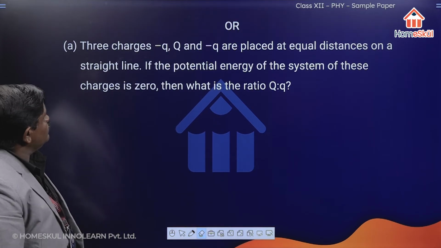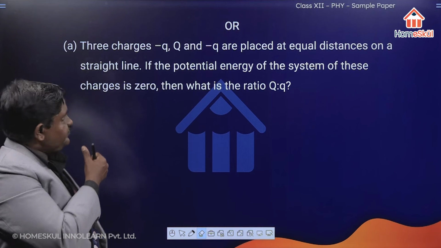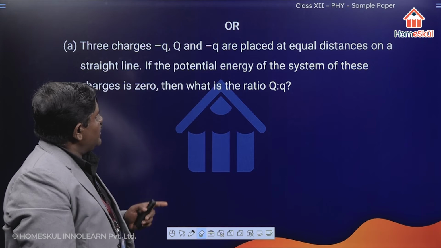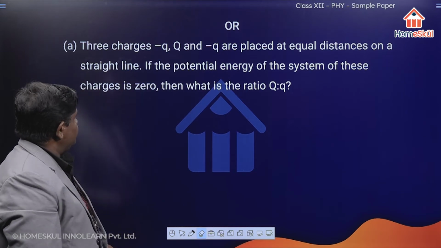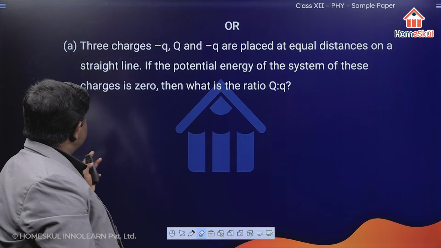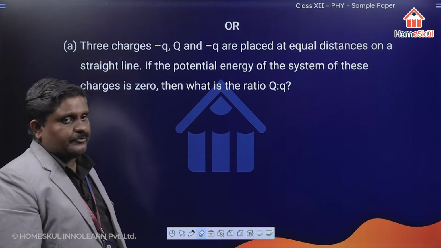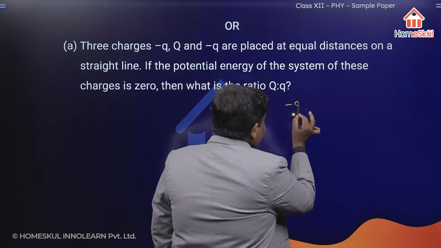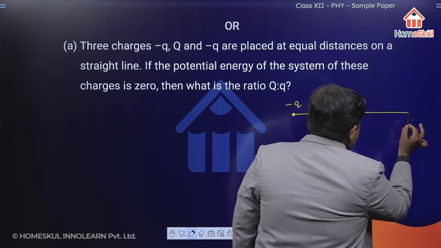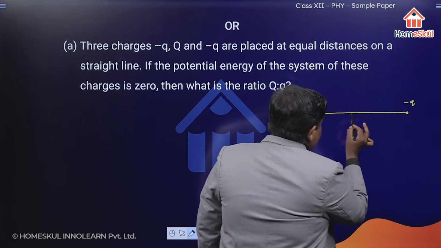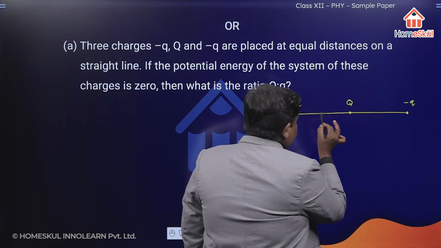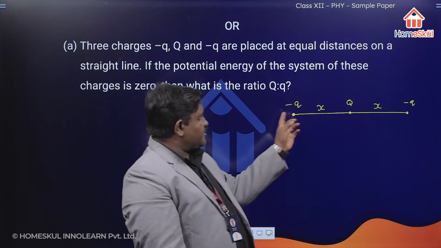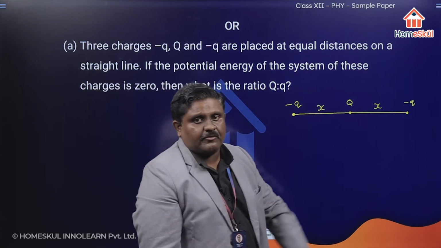Then we move on to the OR question. The three charges minus Q, capital Q and minus Q are placed at equal distances on a straight line. If the potential energy of the system of these charges is 0, then what is the ratio of Q is to Q? So first of all, we have to draw the diagram. For that, this is our minus Q, this is minus Q, and this is our capital Q. All these are placed at the same distance, let it be x. That is, the distance between minus Q and capital Q is x, capital Q and minus Q also x.